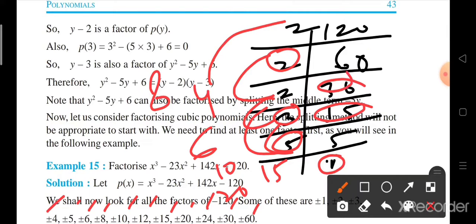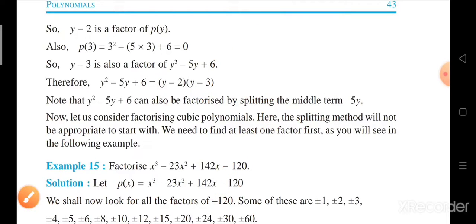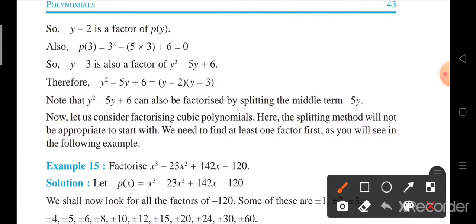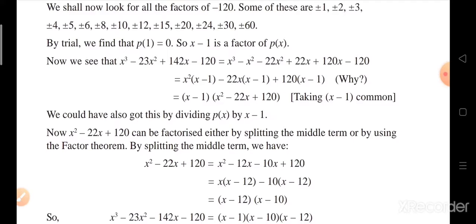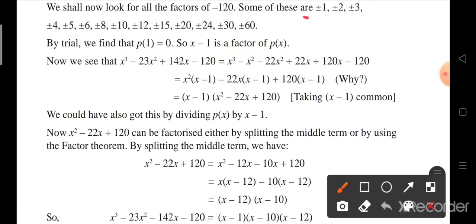Okay, 15, 30, 60. So these are all the factors and we take them as plus minus. Why plus minus? Because when minus and minus are multiplied, they give a plus value. So they can be in either plus form or minus form. So we write down the different factors over here. Now proceed with the trial method, putting in the values one by one and getting the answer. So we have written different factors: plus minus 1, plus minus 2, plus minus 3, 4, 5, 6, 8, 10, 12, 15, 20, 24, 30, 60.